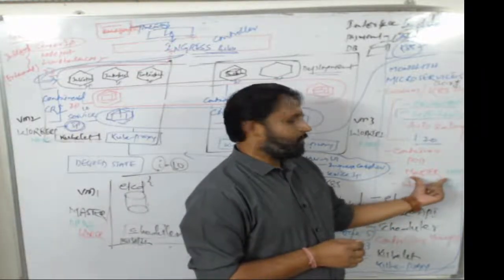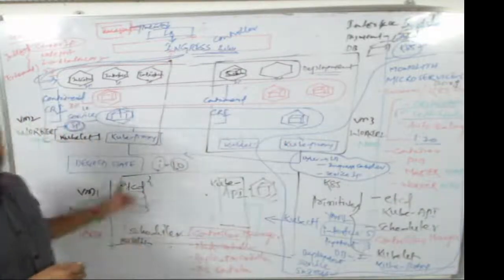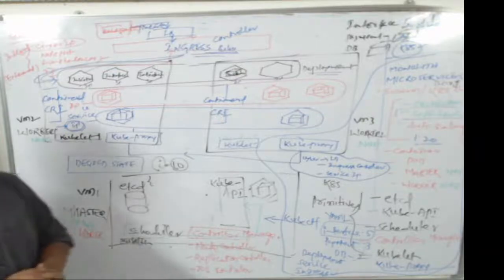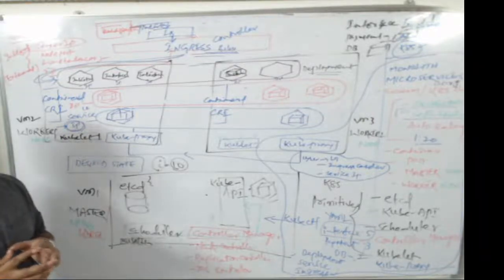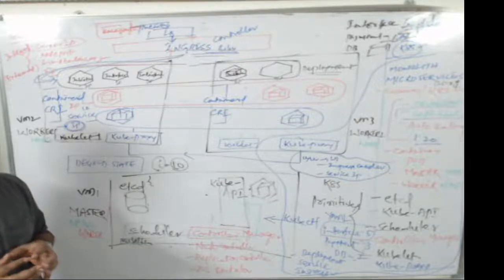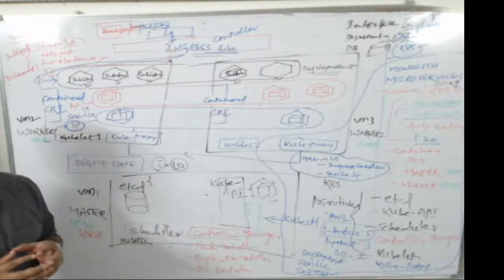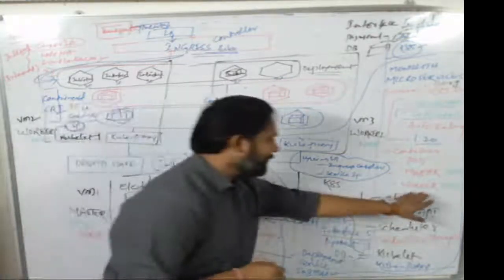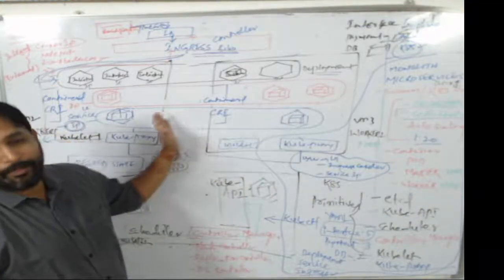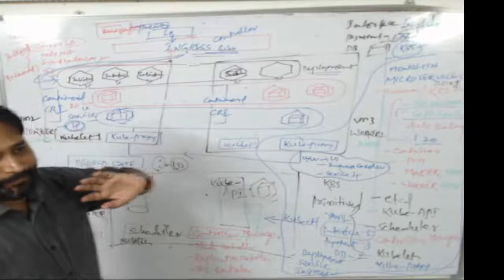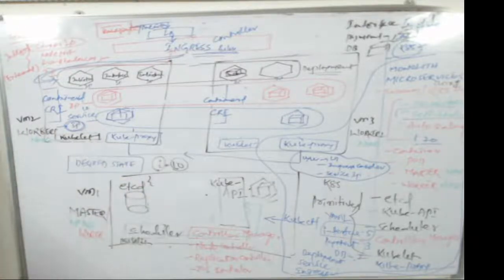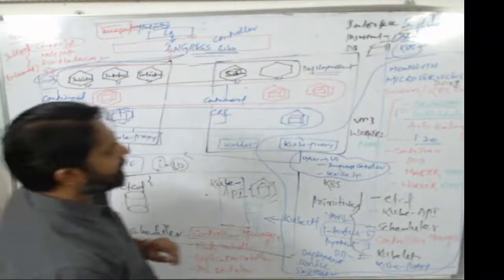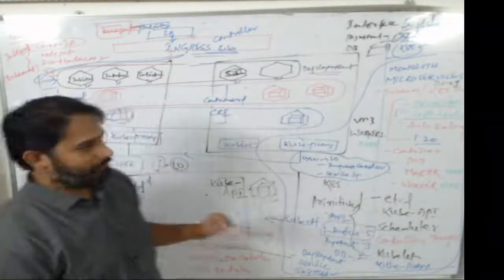Then you have master node and worker node. Master node has all the main components of Kubernetes. Worker node is where the workload is. These pods are called workload. So the workloads are deployed to worker nodes. Worker node is where the application is deployed, or workload.